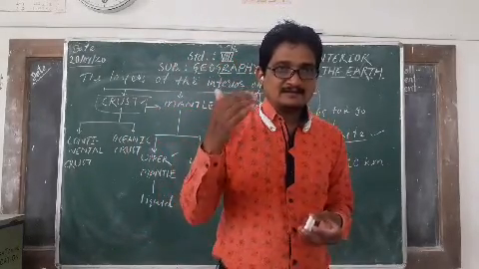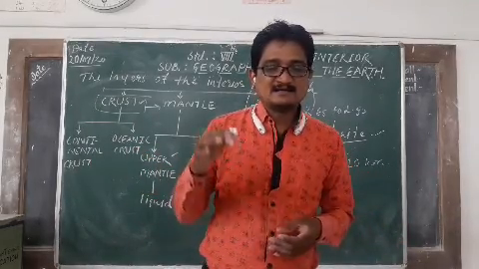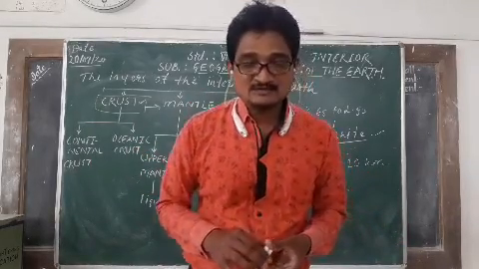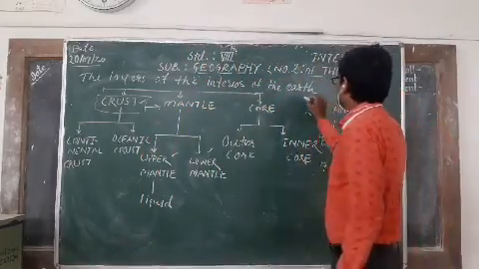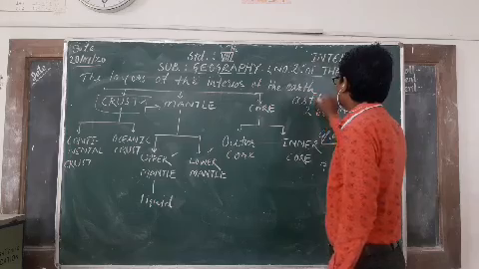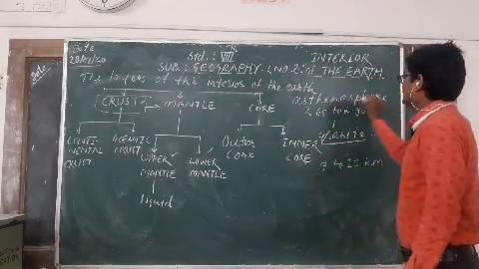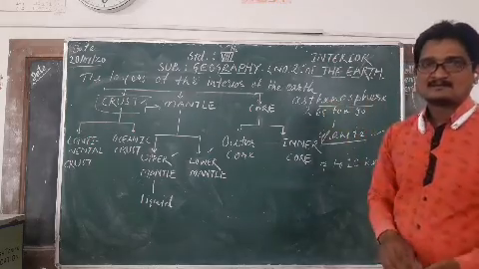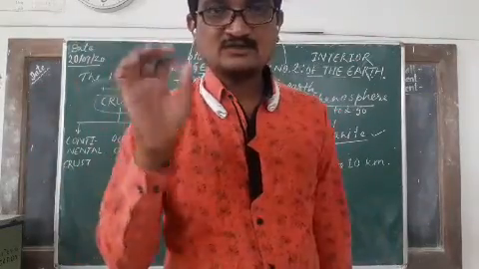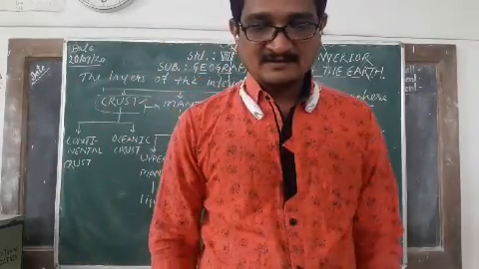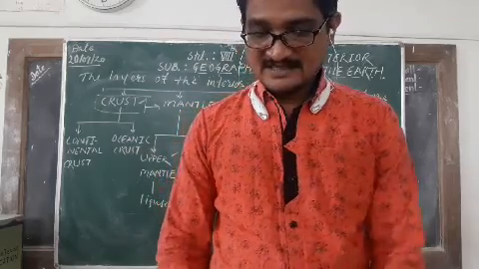Whatever layers coming out on the Earth's surface, these layers are known as asthenosphere. So write down. Question: what is called asthenosphere? It will ask. Okay. So this is the answer.